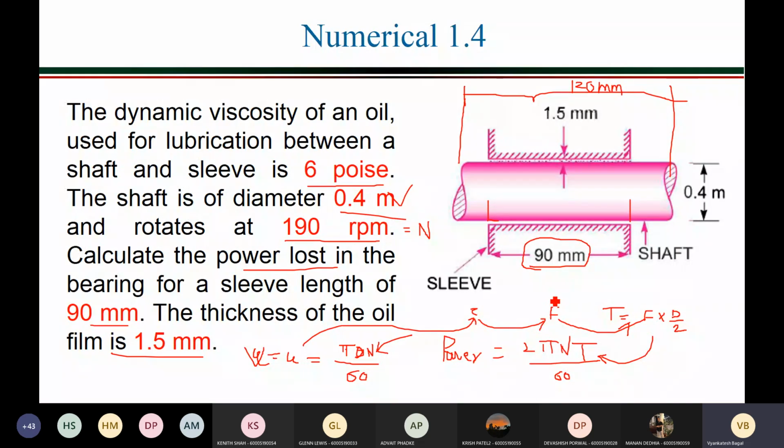Now these four numericals are more than enough on viscosity. Now we'll move further and we will talk about another property of fluid like surface tension and capillarity.